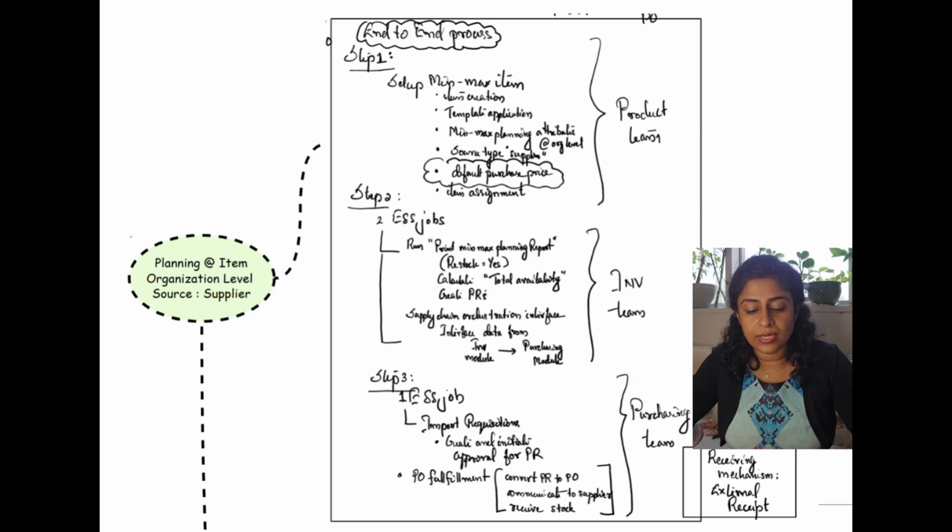In summary, with supplier as the source type, the product team sets the rule, the inventory team monitors the stock and triggers the replenishment, and the purchasing department engages with the supplier to complete the cycle. Min-max planning automates the early stages of this process, ensuring that the stock is replenished quickly and accurately, while interdepartmental collaboration ensures smooth fulfillment.